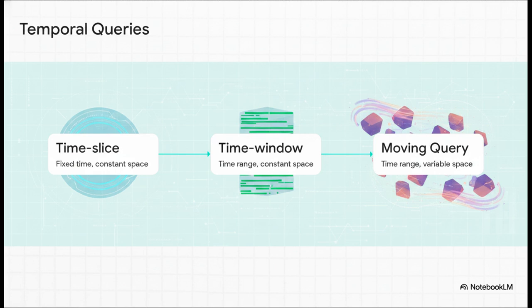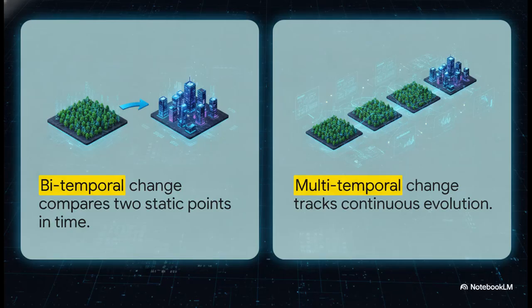And finally, the really tricky one, the moving query. This analyzes a time range within a variable space, such as tracking population within the ever-shifting borders of the European Union. And when we look for massive existential changes, like a dense forest being completely chopped down and suddenly becoming a built-up city block, we really have to map that transition. We contrast bitemporal change, which compares just 2 static points in time using simple difference maps, against multitemporal change. That requires complex flow maps and transition matrices to track continuous geographic evolution across many points in time.